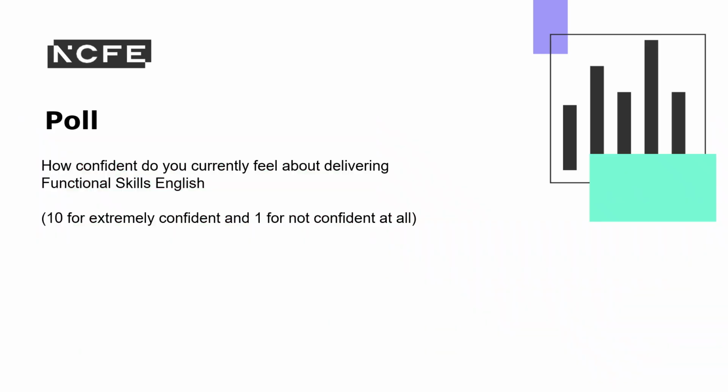So I'd like you just to reflect now on how confident you currently feel about delivering functional skills English. So 10 for extremely confident and 1 for not confident at all.